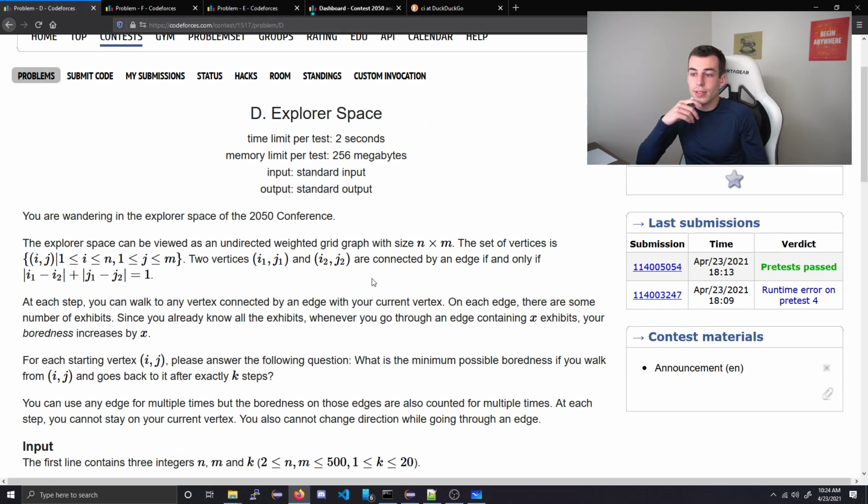Then for D, you have this graph. So you have a grid, basically, where you have costs of going left and right and up and down from each space to an adjacent space. And you want to take up to 20 steps and then end up back at the same position you started at. And you want to see for every position, if you take the same number of steps, what is the minimum cost to take that many steps and end up where you started.